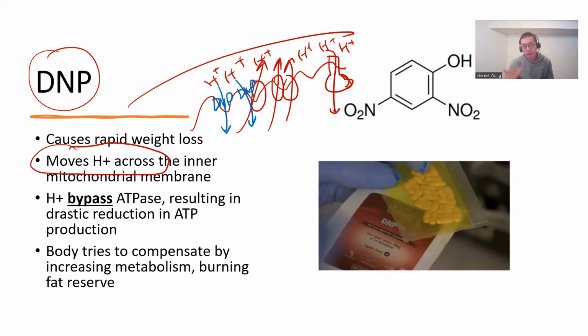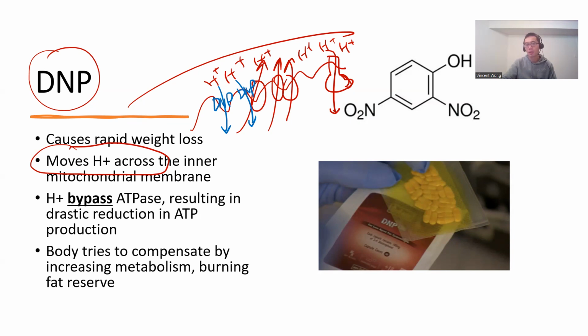And so the body thinks you are starving, because you're not producing as much ATP. So it compensates by increasing metabolism. It burns even more glucose, and when you run out of glucose reserve in the body, the next thing it burns is fat. That's why it leads to the rapid weight loss.